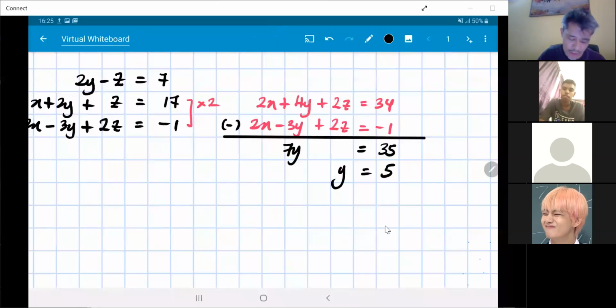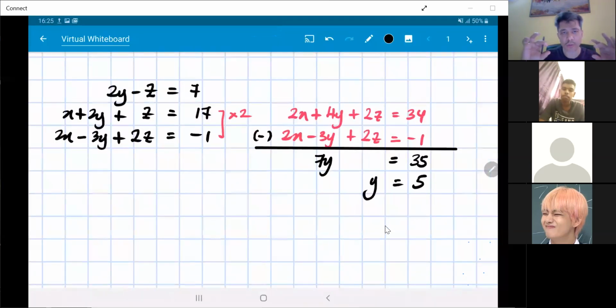So in this case, I only use the bottom two equations. Okay? And after that, I don't even need to do the top two. Because the top two, I can use that to find y already. Because I can find z, sorry.